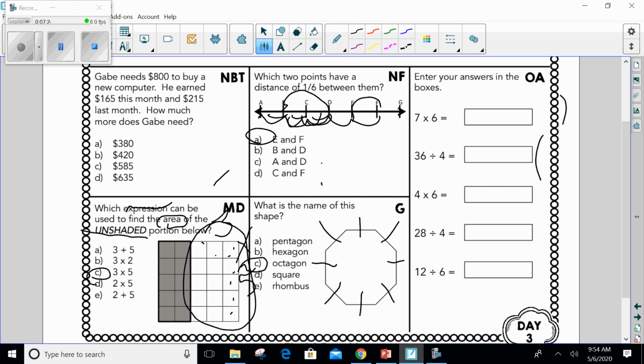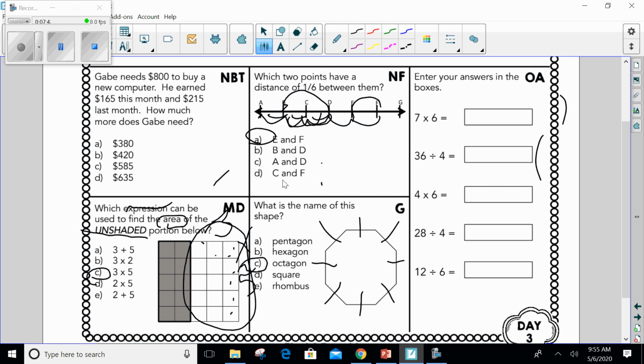Penta means 5, like the Pentagon in Washington, D.C. It holds 5 branches of the military. Penta means 5. Hexa means 6. Okay. Triangle means 3. Tri means 3. All right. Here we go.